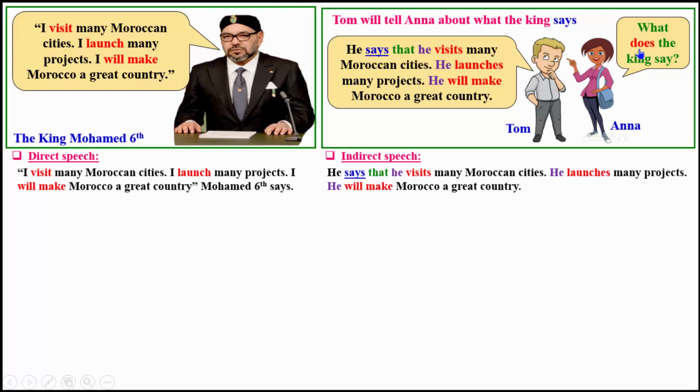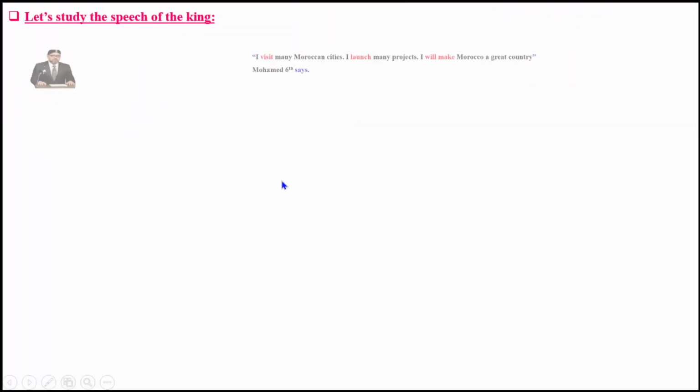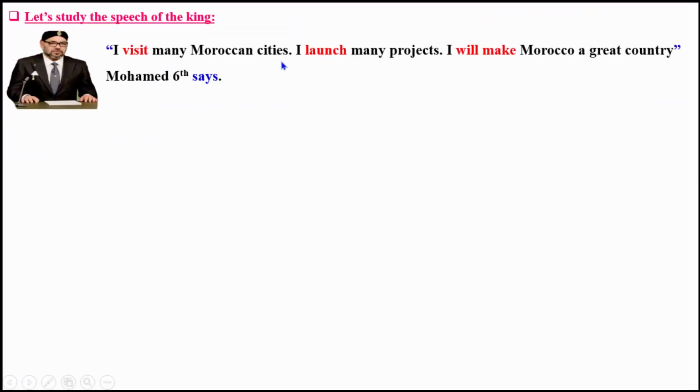Now let's look at the speech of the king. So the king says this: I visit many Moroccan cities, I launch many projects, I will make Morocco a great country. This is, of course, direct speech because they are the words of the king himself. It is also important to look at the verb says. This is what we call the reporting verb, and in this case, this reporting verb says is in simple present. The reporting verb is in simple present.